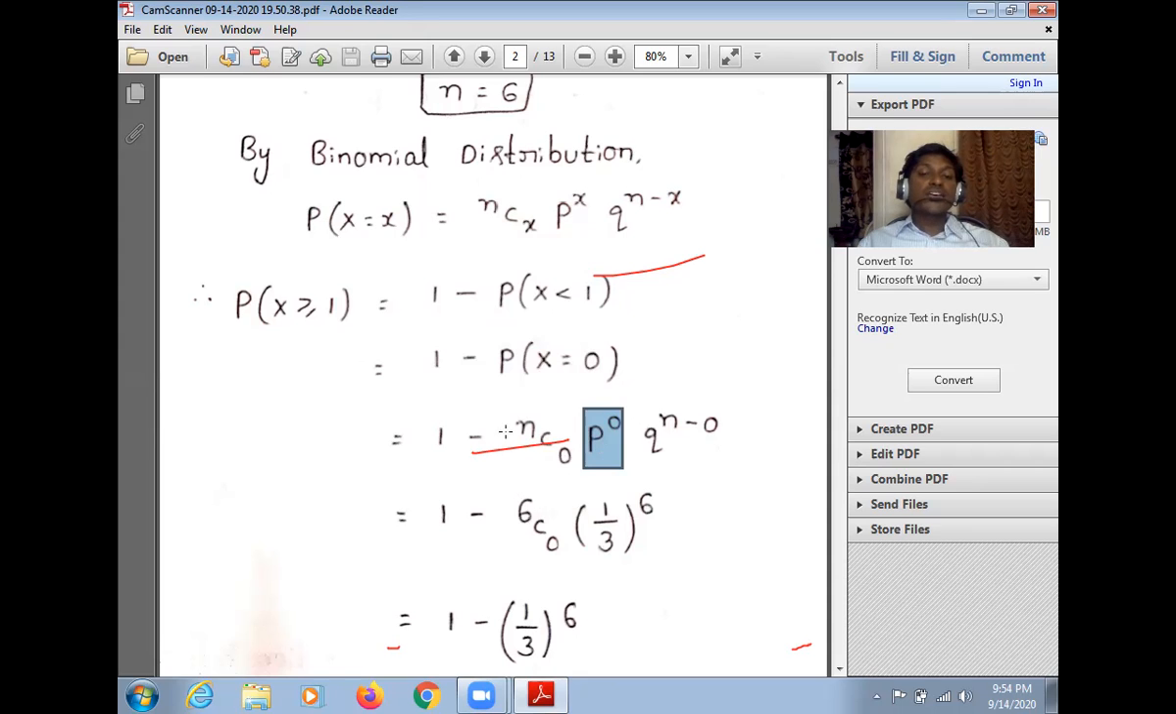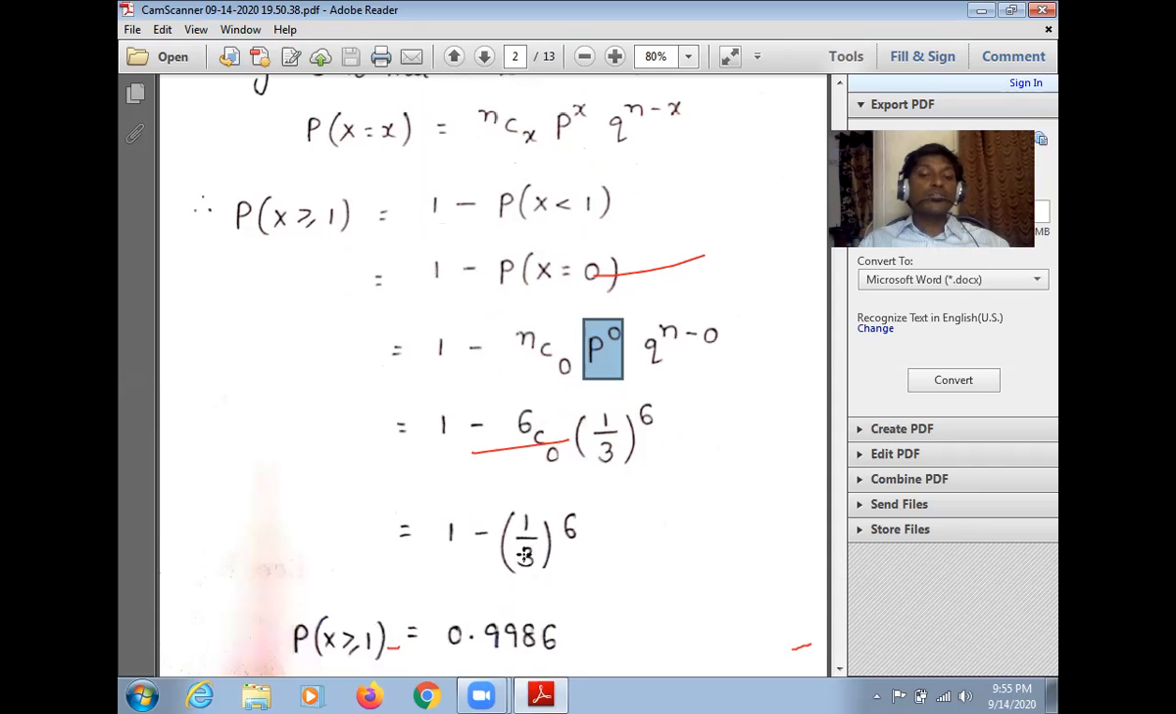Here in place of n we substituted 6. So 6C0, p power 0 is 1, and the q value we calculated is 1 by 3. So 1 by 3 whole power 6. So 1 minus 1 by 3 whole power 6. By using a calculator, we can calculate this one: 0.9986. And here the very important thing is, we can calculate this P of x greater than or equal to 1 in another form also.